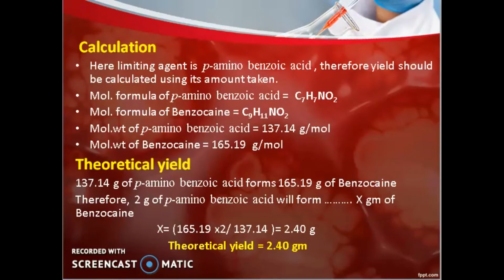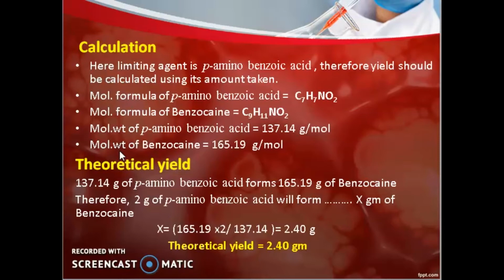Students, let us see the calculation part for this synthesis. Here the limiting agent is para-amino benzoic acid. Therefore, yield should be calculated using the amount taken. The molecular formula of PABA, para-amino benzoic acid, is C7H7NO2. The molecular formula of benzocaine is C9H11NO2. The molecular weight of para-amino benzoic acid is 137.14 gram per mole. The molecular weight of benzocaine is 165.19 gram per mole.